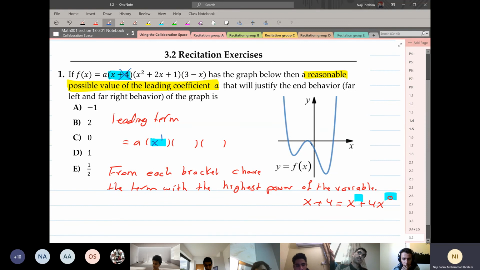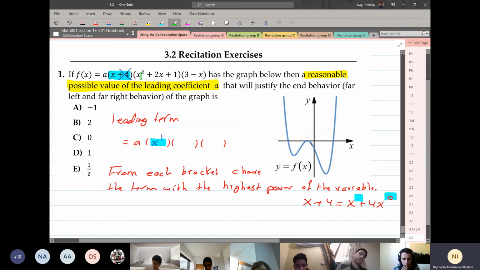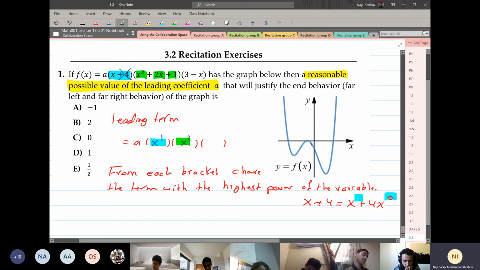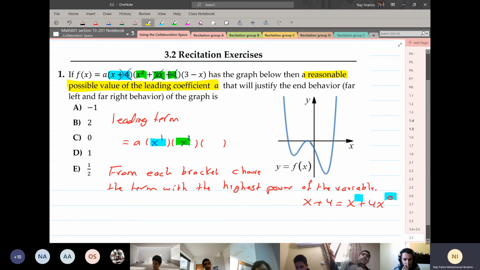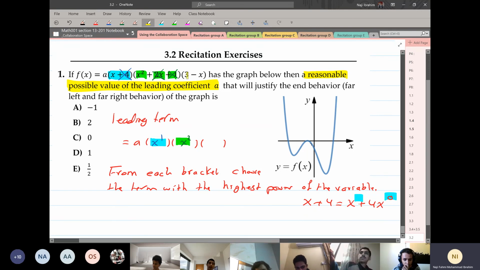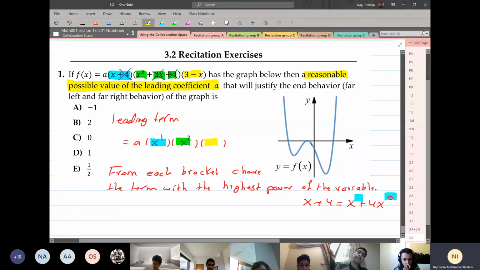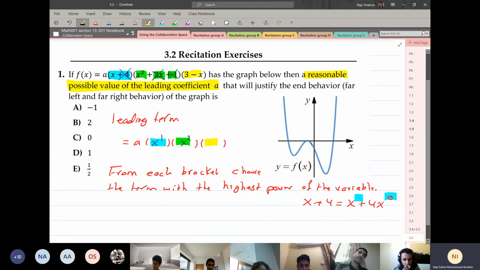Ali al-Ghiryafi, in the second bracket, which of these terms should I take to get the leading term? I will take x to power 2. And what will I do with the remaining ones, 2x and 1? Again, we will cancel them. The last bracket: which term should I take as the leading term? You should take minus x. Negative x.